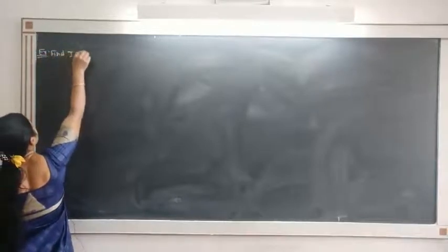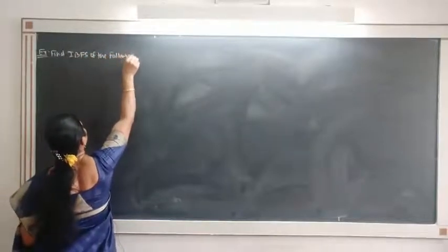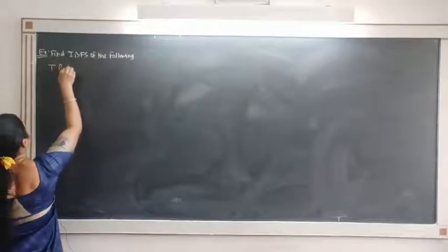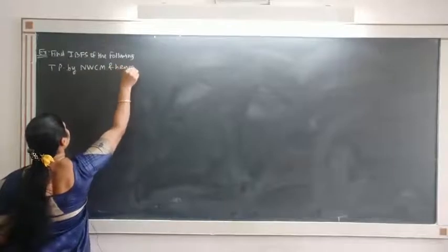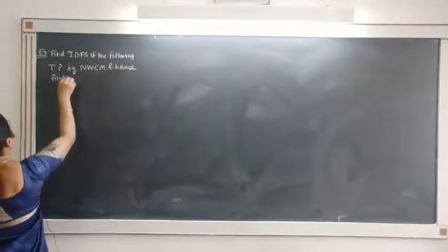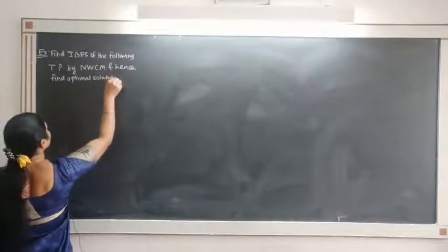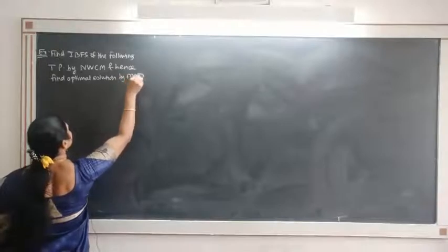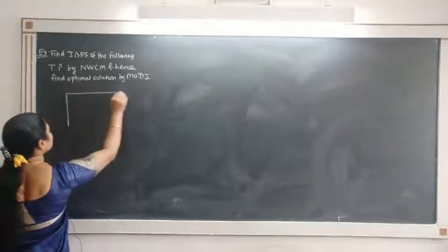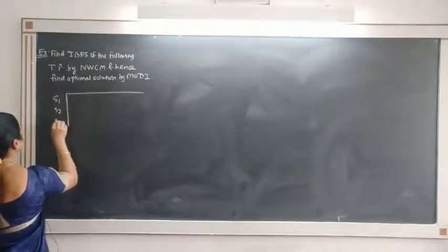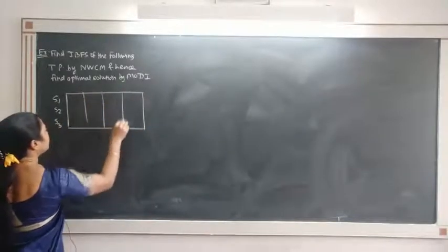Find the initial basic feasible solution of the following transportation problem by northwest corner method and hence find the optimal solution by using the Modi method. There are three sources S1, S2, S3 and there are four destinations D1, D2, D3, D4.